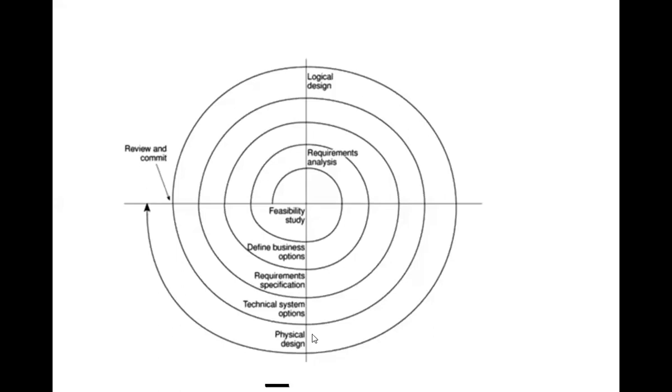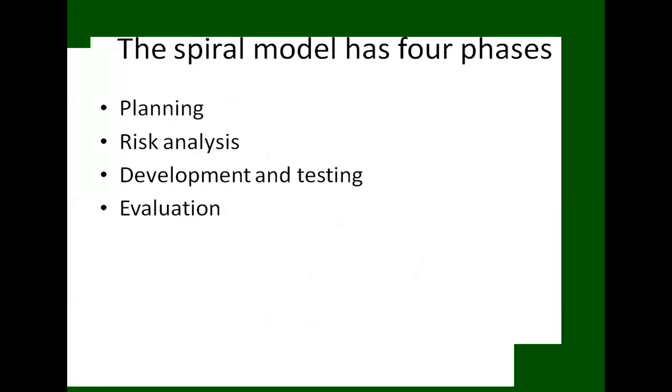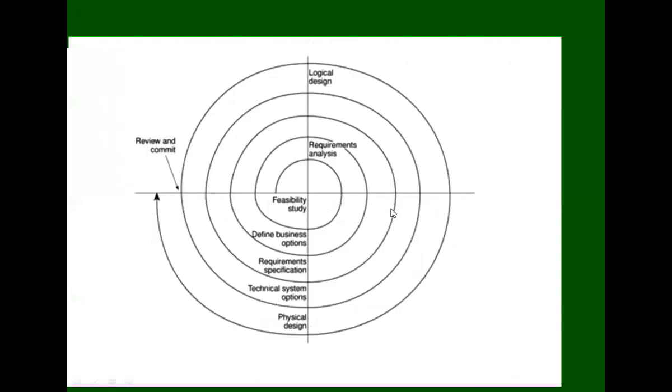So, 4 phases. See the diagram here. I will explain later what planning is and the 4 phases. First, I am explaining what the spiral model is, before going to planning or analysis in the next slides.